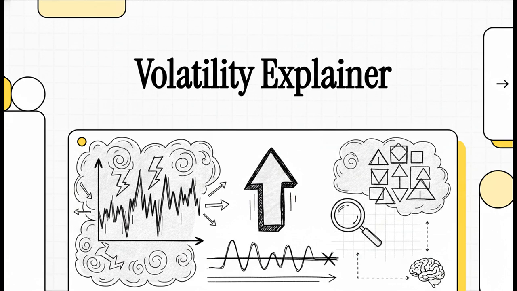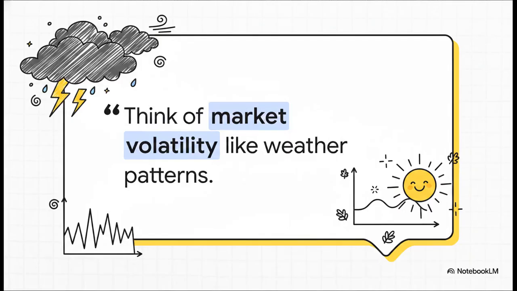Market risk is actually dynamic. It's not just this constant, flat line of uncertainty. There's a hidden structure inside that chaos. And by the end of this explainer, you're going to see exactly how analysts systematically measure and even predict that uncertainty. Okay, let's dive into this.